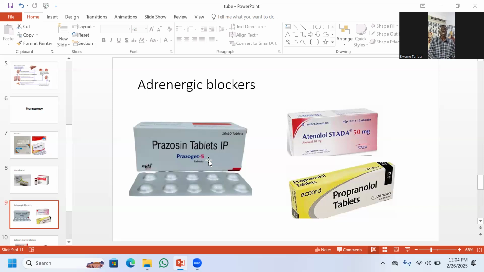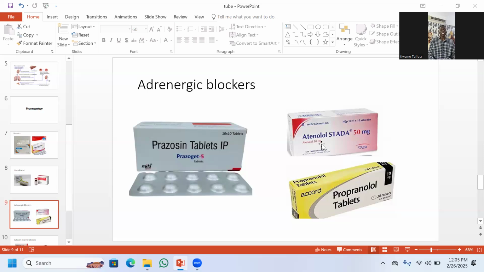Good. Then, once we have talked about alpha, we also have another adrenergic receptor called the beta adrenergic receptors. With the beta adrenergic receptors, you can find some of them in the heart, some in the blood vessels as well. So when they are activated, what do they do? They increase the heart rate.